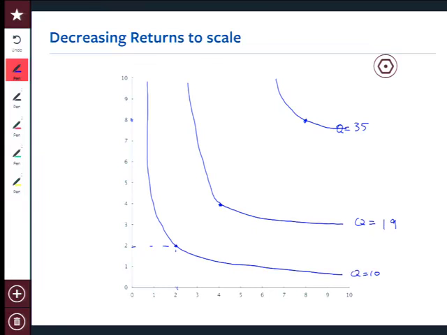Number one way to screw this picture up on your exam, people are so focused on getting the 2, 2, 4, 4, and 8, 8 right and drawing the isoquants, and they forget to put labels on the isoquants. If you don't label the isoquants, I don't know what returns to scale you're telling me. Right? So you have to label your isoquants on the exam.